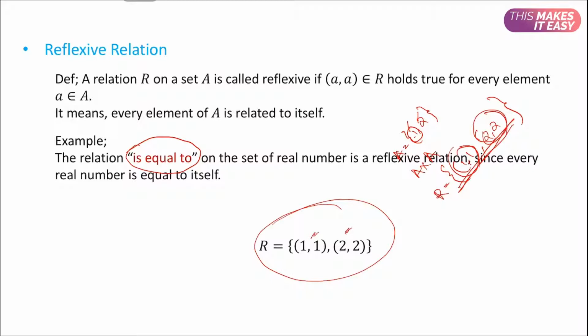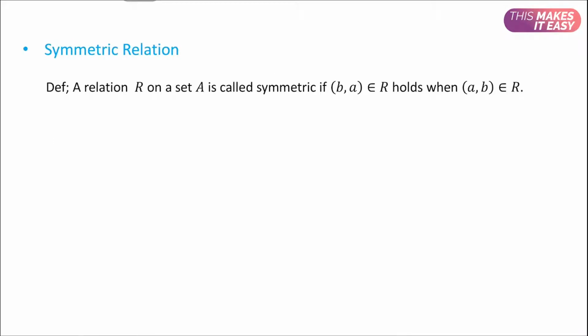Now let's look at the symmetric relation. The definition of a symmetric relation says that a relation R on a set A is called symmetric if the pair (b, a) is an element of the relation whenever the pair (a, b) is an element of R. Basically, when (a, b) is an element of the relation, the pair (b, a) is also an element of R. That is the condition of a symmetric relation.